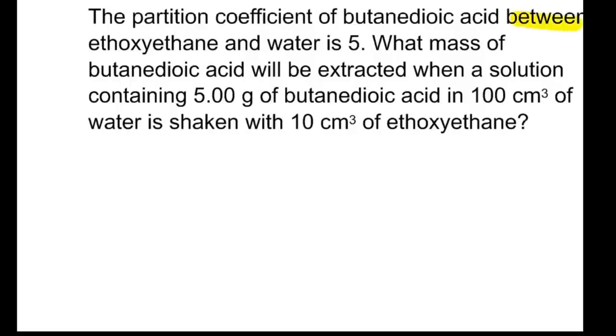So try picking up the information that you need here, and then begin by writing an expression for the partition coefficient. And remember, it's very important to note the order in which the two liquids appear in the sentence. Between ethoxyethane and water is 5. So what does that mean? The mass of the solute is 5 grams.